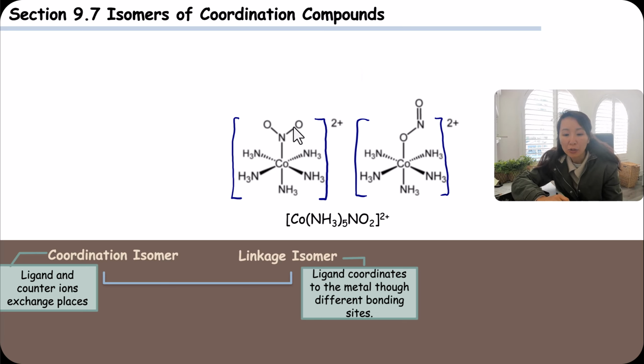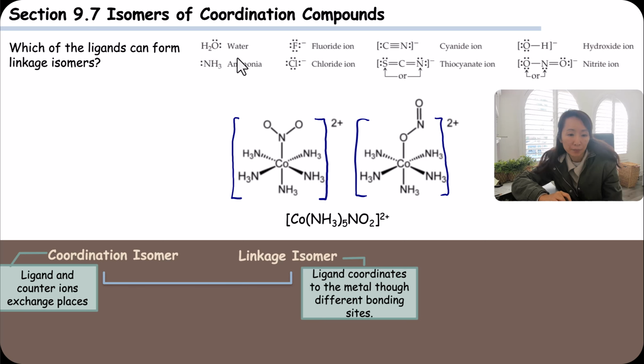The NO2, if you look over here, this is attached through the nitrogen. On the right-hand side it is attached through the oxygen. So linkage isomers are isomers where the ligand can attach through either one element or the other element. So it's different bonding sites. If you look at these ligands listed, which one can form linkage isomers? So we know off the bat, the nitrite ion, we have the option to bind to N or to O.